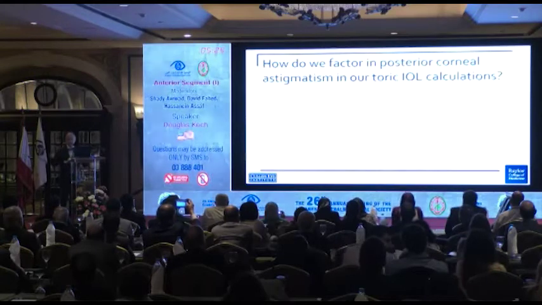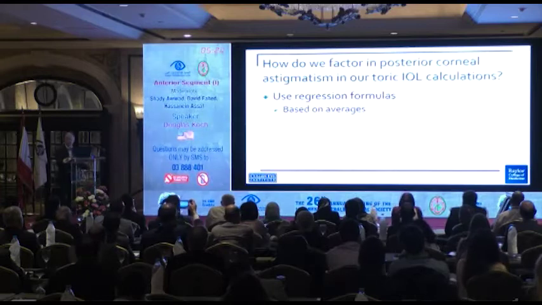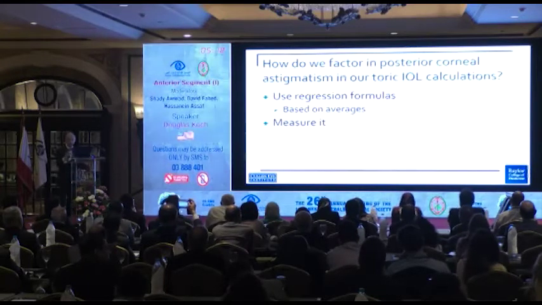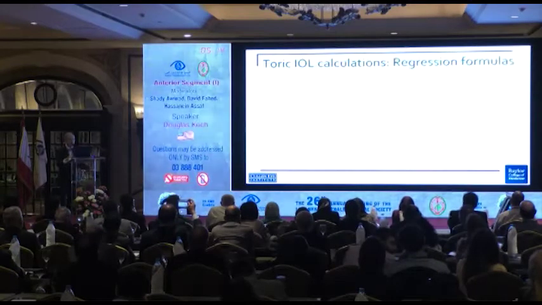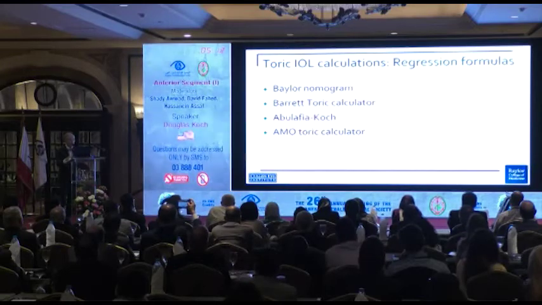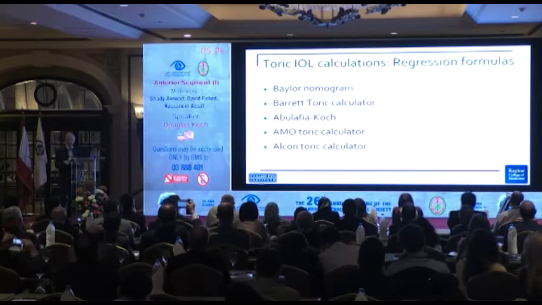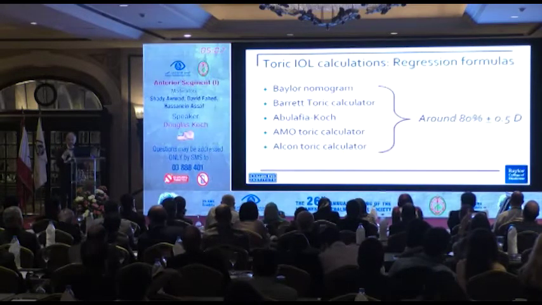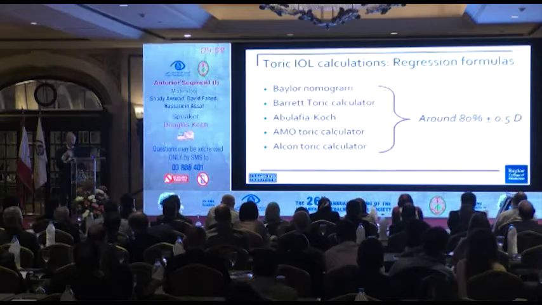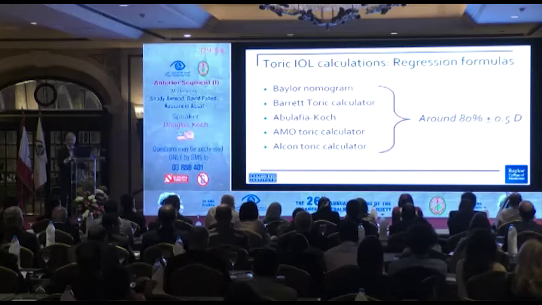So how do we take that into account? Well, we use regression formulas that are based on averages from the population, or we can measure it. And I've mentioned these technologies. The regression formulas we have are the Baylor nomogram, the Barrett toric calculator, the Abulafia-Koch formula, the AMO toric calculator, and the Alcon toric calculator, which is actually the same as the Barrett. And what they give you is about 80% plus or minus a half diopter. So, you know, we're doing fairly well. We're not doing great. Why aren't we doing better?